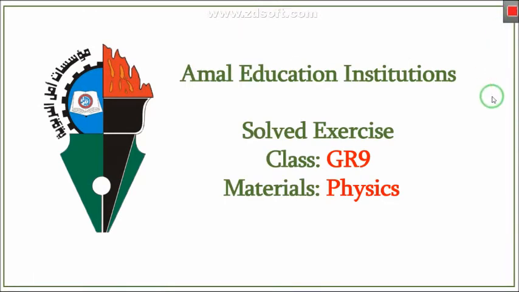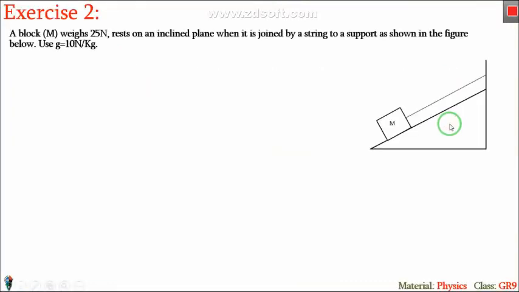Today we are going to solve the second exercise about mechanical action and equilibrium. In this exercise, a block M weighs 25 Newton and rests on an inclined plane while joined by a string to a support. As shown in the figure here, the block M rests on an inclined plane connected to a string, and this string is connected to a support. Use g equal to 10 Newton per kilogram.